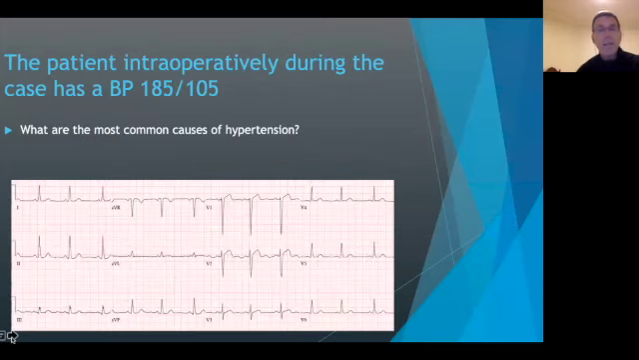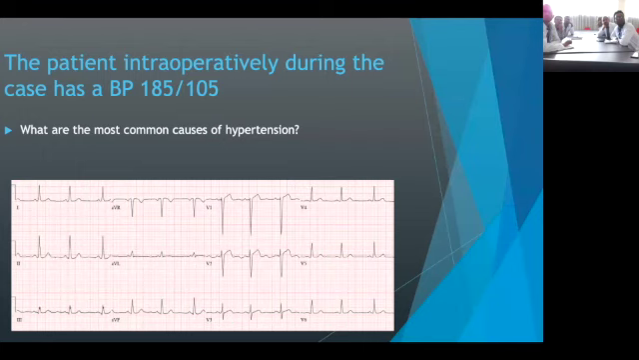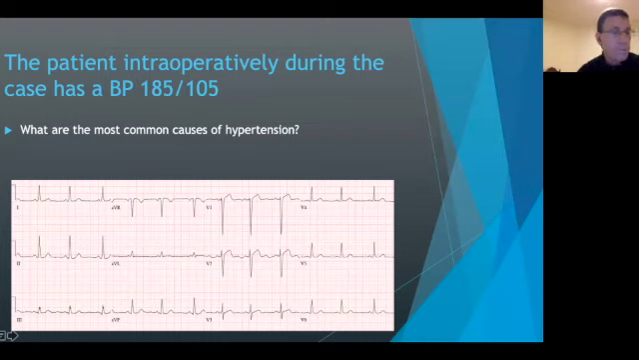The second thing, what if you had a situation where the patient is different? The same patient now has a blood pressure of 185 over 105, and you were able to get a 12-lead ECG in the OR, and it looked like this. What would you do? So this is now not hypotension. This is hypertension, right? This is very high. What are you going to do in the operating room?